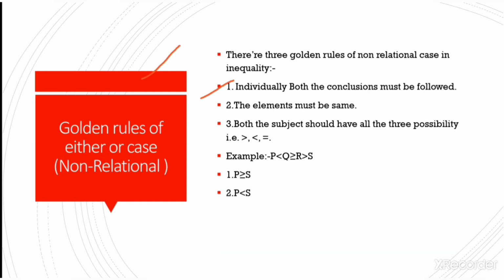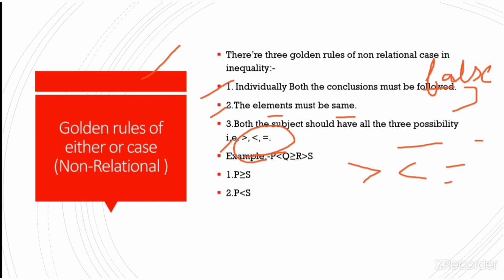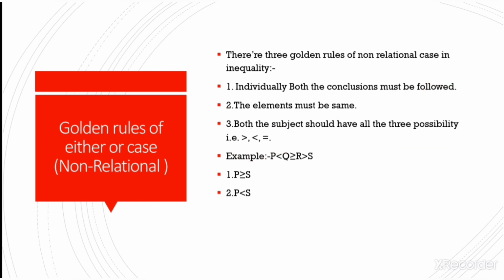So we have again the three golden rules which we need to remember while solving the non-relational case of either or. Conditions 1 and 2 are the same as the previous relational case of either or. First, individually both the conclusions must be false. There is a little typo mistake. Second is the elements need to be same. Third, we should have the three possibilities. We require these three signs in the conclusion: in the non-relational case we should have the greater than sign, smaller than sign, and is equal to sign.